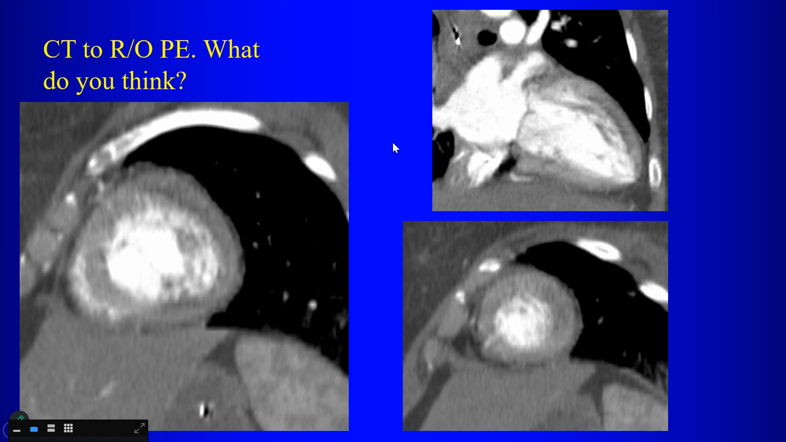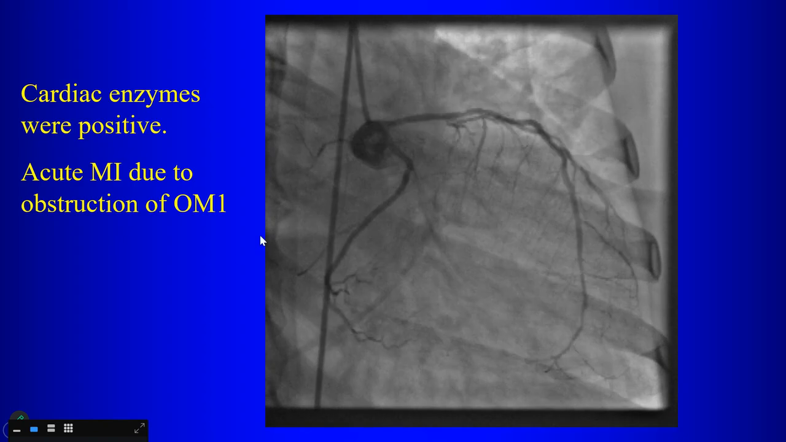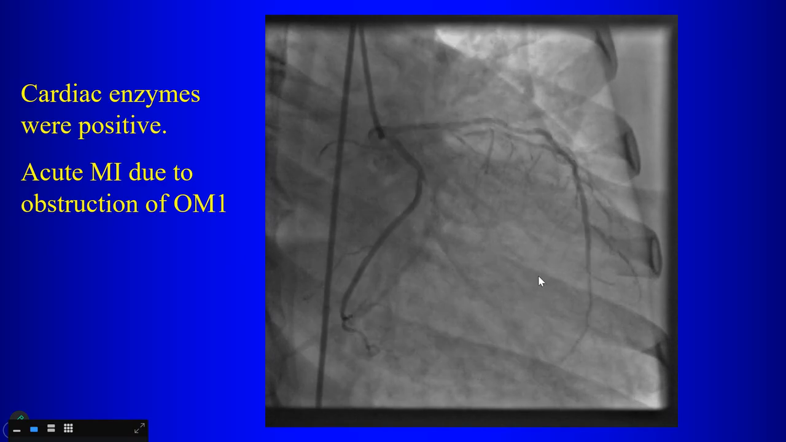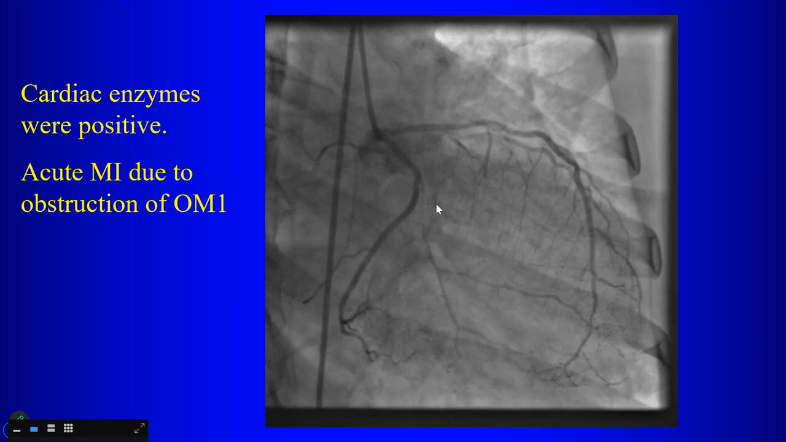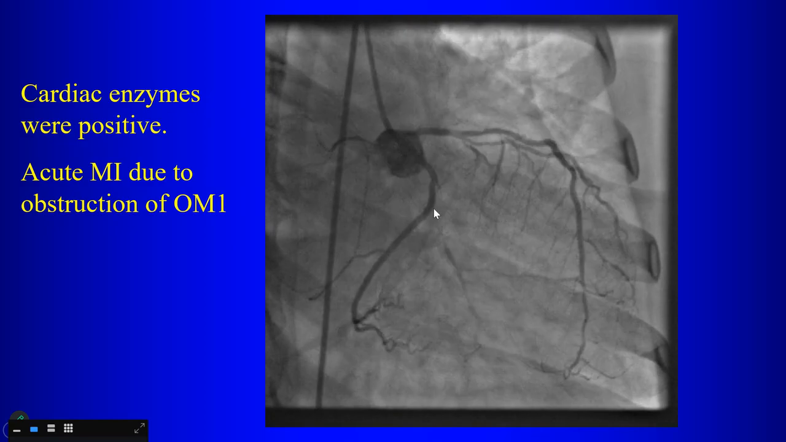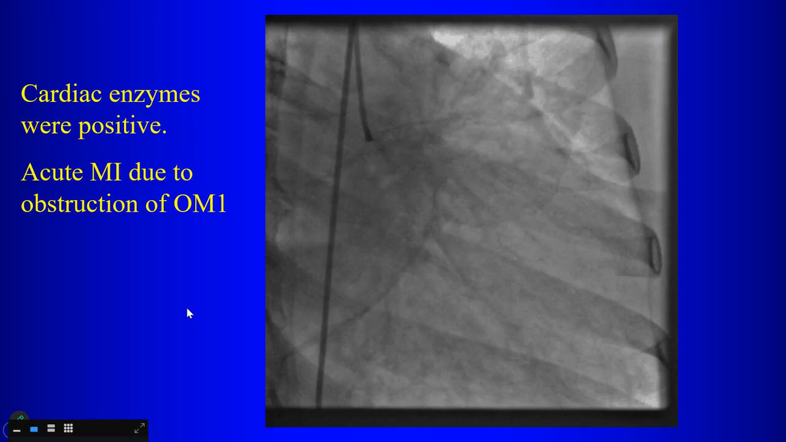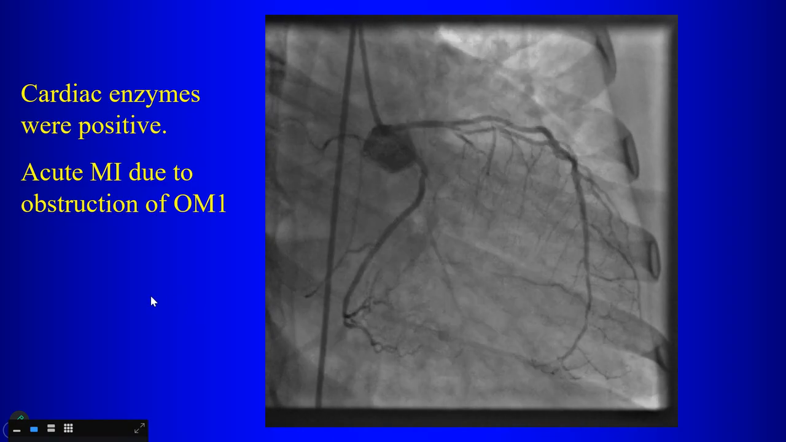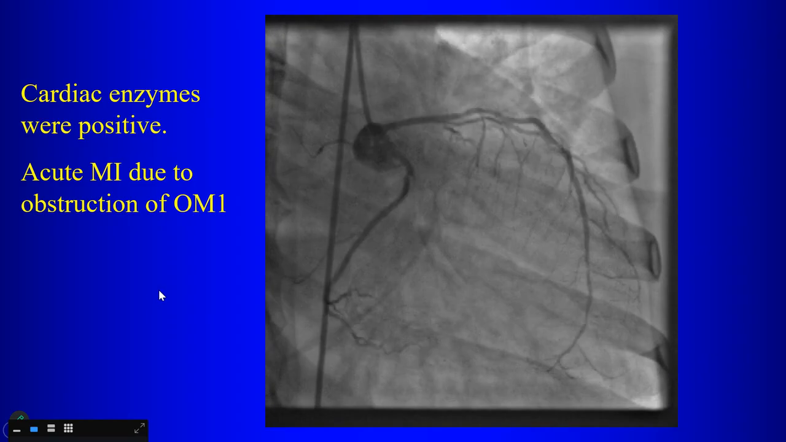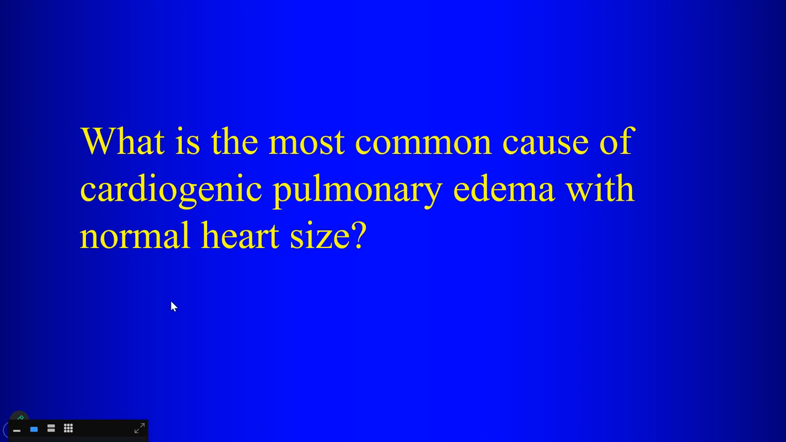The cath lab. And it turns out, her cardiac enzymes were positive. And so the culprit lesion, she had an acute MI due to obstruction of an acute marginal branch here. Okay. So sometimes these findings can be made on a routine CT scan. Well, not routine, but a PE CT scan with thin sections and contrast enhancement.